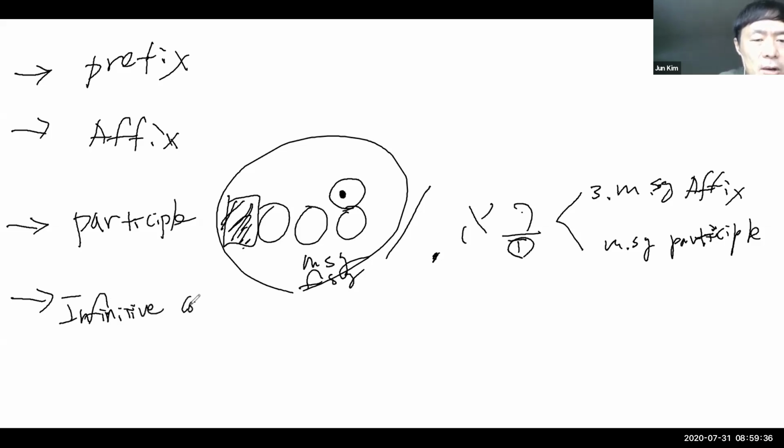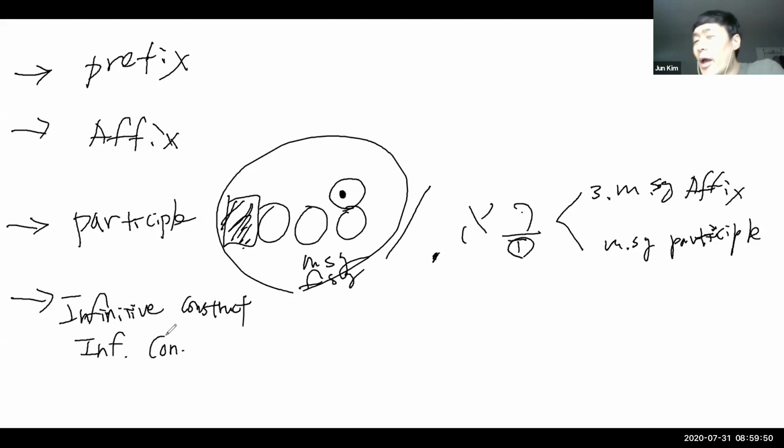Infinitive construct. So the abbreviation is inf. con. Why is it important for you to put construct there? Because you have two types of infinitive forms. One is infinitive construct, the other one is infinitive absolute. We have just learned about infinitive construct, and I think you will be able to learn the other form, infinitive absolute, in Hebrew too. So it's not a matter of your consideration right now. So just infinitive construct. In terms of the infinitive construct's indicator, what do we expect?